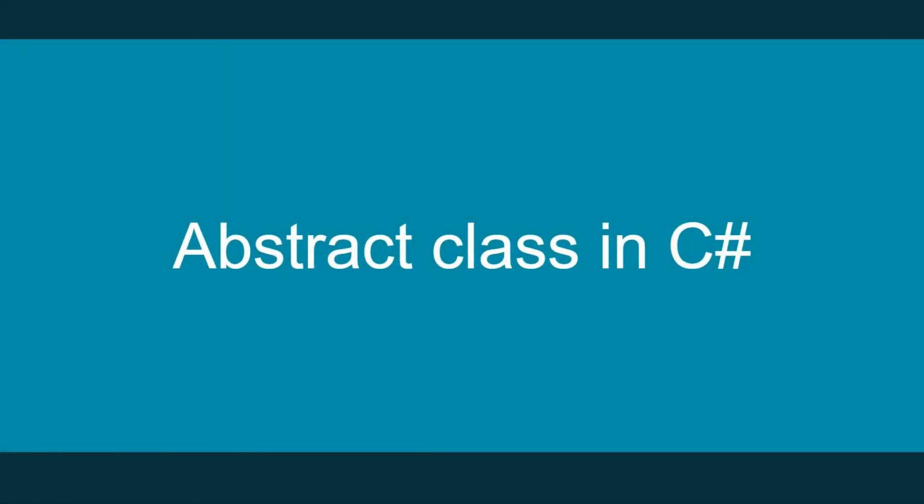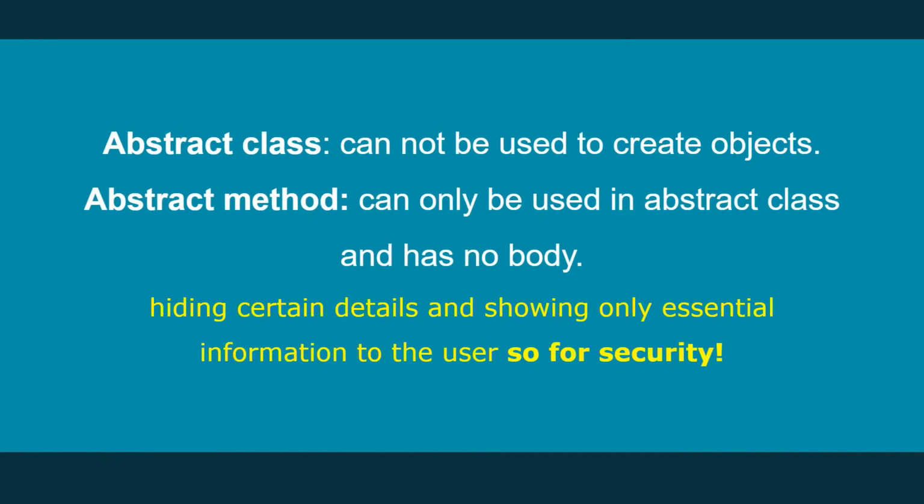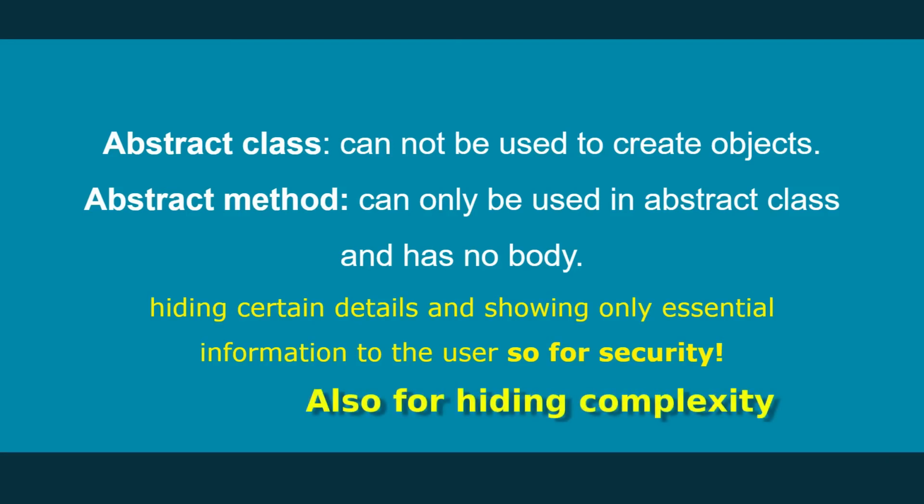Abstract class in C#. What is an abstract class? This is a class that cannot be used to create objects. You can also have abstract methods inside an abstract class. An abstract method can only be used in an abstract class and has no body. Why abstraction? Abstraction is for hiding certain details and showing only essential information to the user. So abstraction is for security.